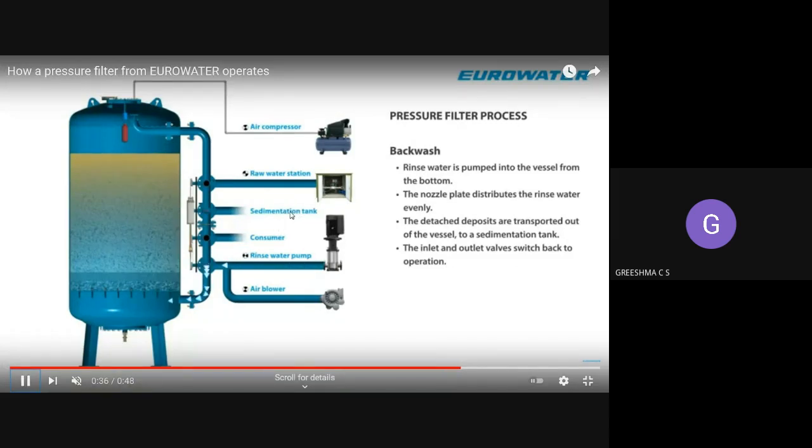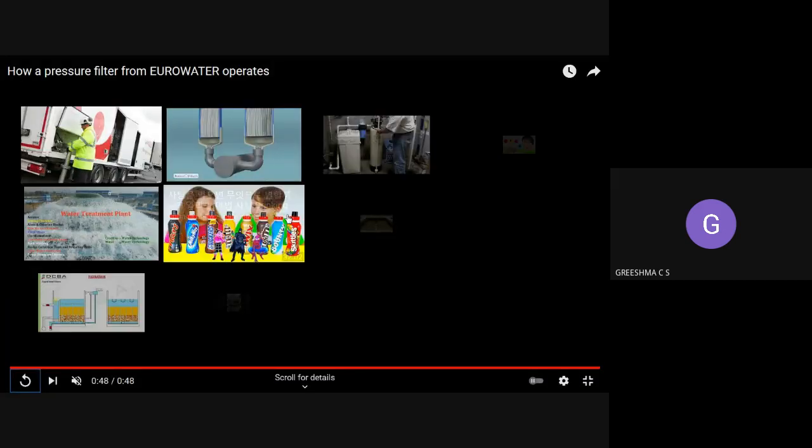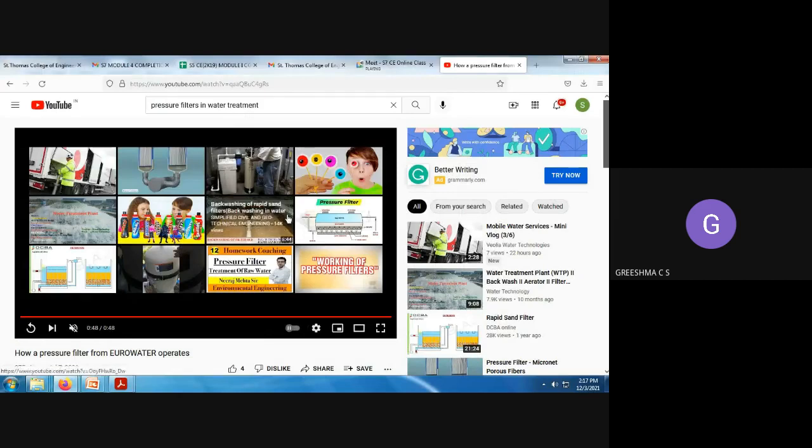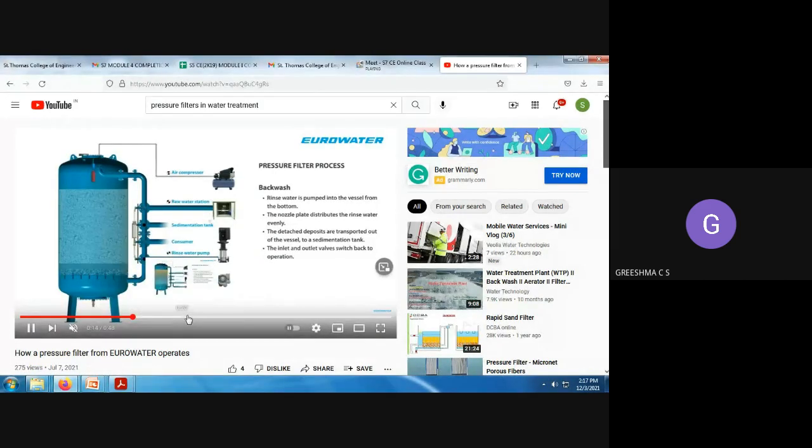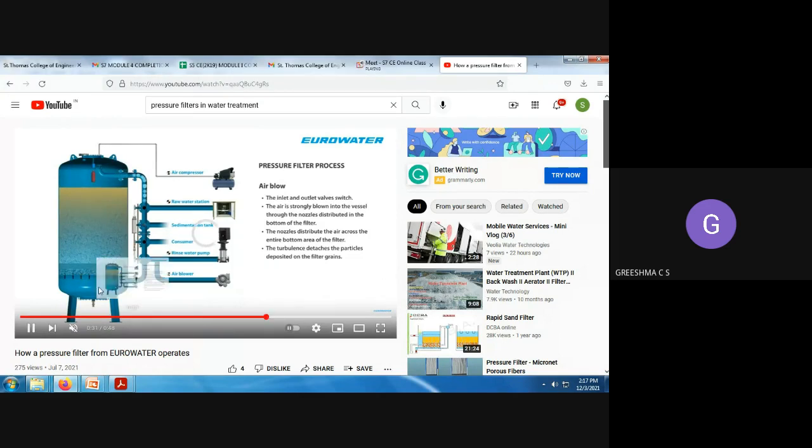Now you can see the backwashing. After that, water is pumped through. Everything is collected in the sedimentation tank. Are you clear with the pressure filters? So this is how: first we blow air, and along with it you will also allow the water to pass through it. Here the water pump is there, so that all the particles will be collected in the sedimentation tank.